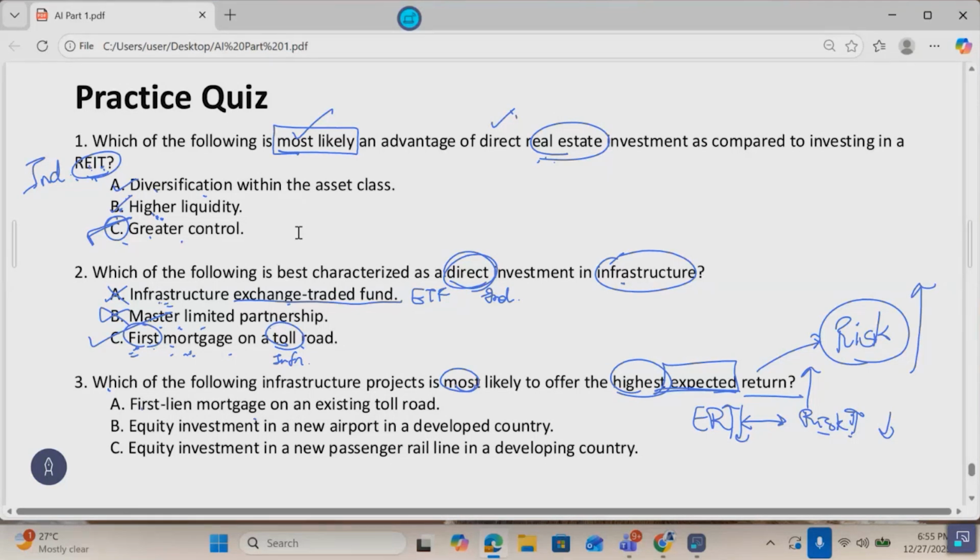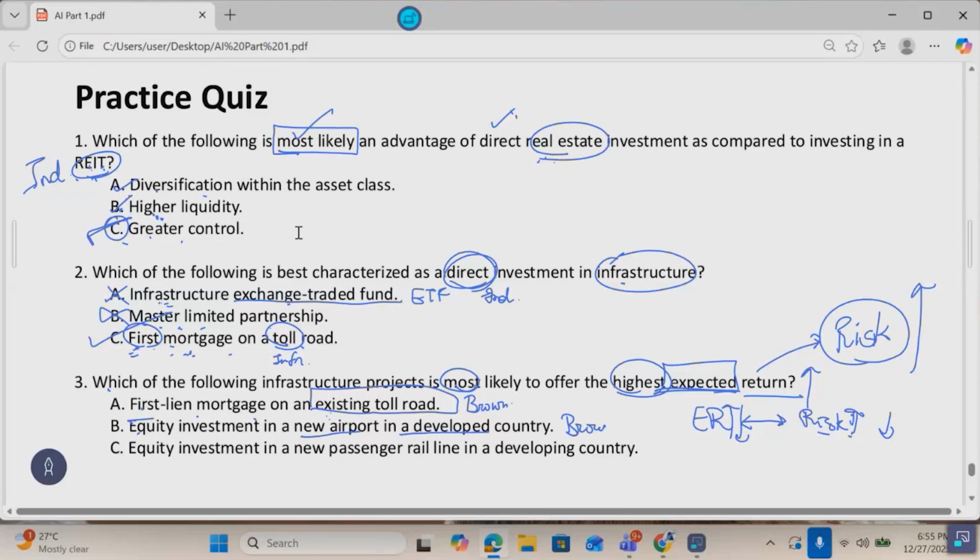Quickly. First lien mortgage means a first-hand mortgage on an existing toll road. Existing toll road is brownfield or greenfield? Brownfield. Brownfield means risk comes here, so return will come later. Toll road already existing. First you got a first lien mortgage also. So this is direct, which you can control better, and it's existing. So this is not so risky. Okay, it's risky or not so risky. Equity investment, again direct investment, which is good, in a new airport, right? Brown or green? It's a brownfield because the airport is already existing in a developing country, right?